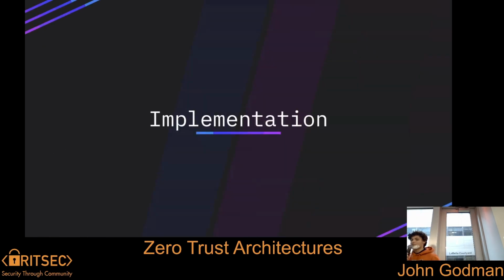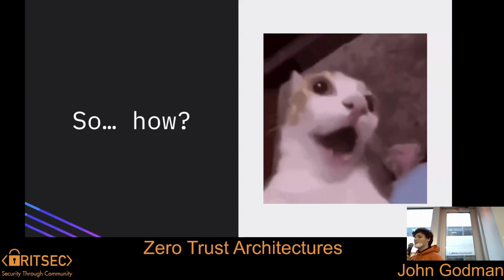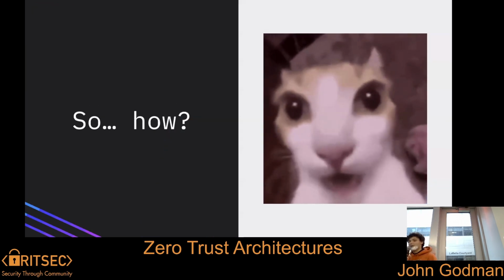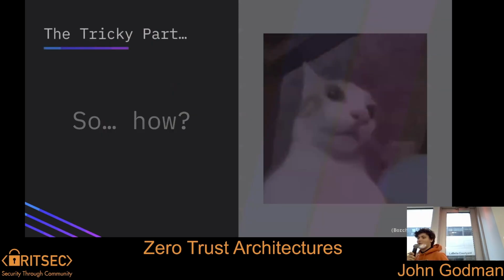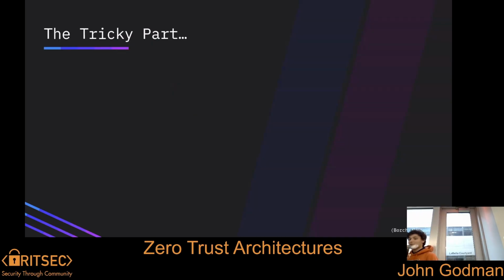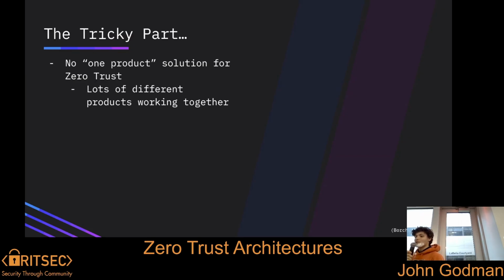All right, so now let's talk about how we can actually implement these components and tenets into the system. So you might be thinking, what do we actually do? Well, this is where the tricky part comes in. There's a few inherent issues with implementing Zero Trust that make it a little difficult. Firstly, there is no one product solution to make your enterprise a Zero Trust architecture. You have to have a lot of different products working together, a lot of moving parts in one machine.